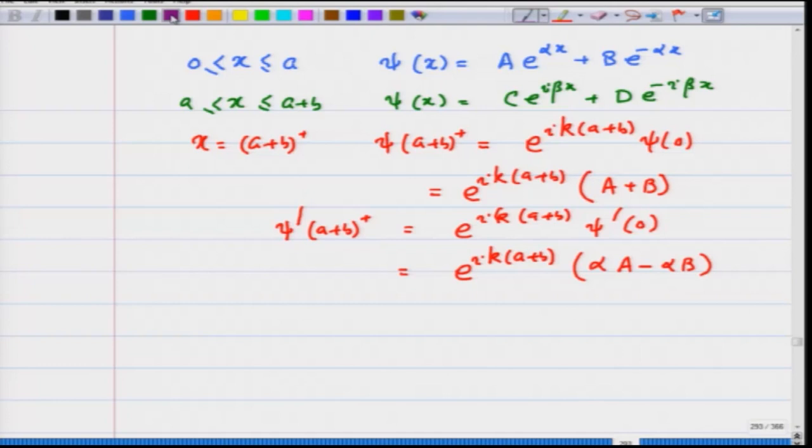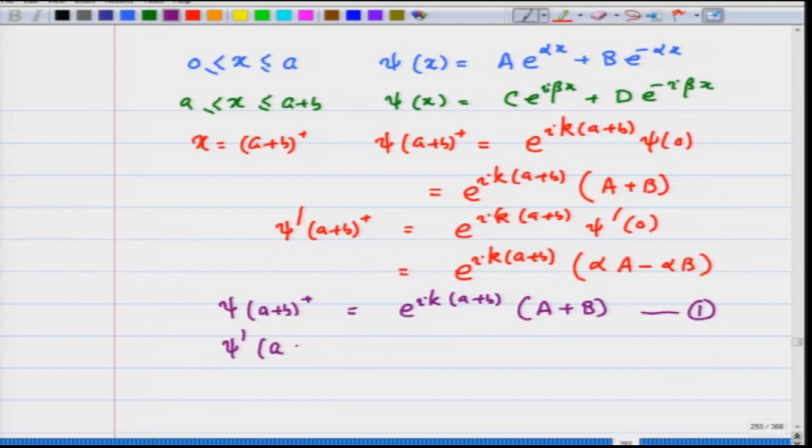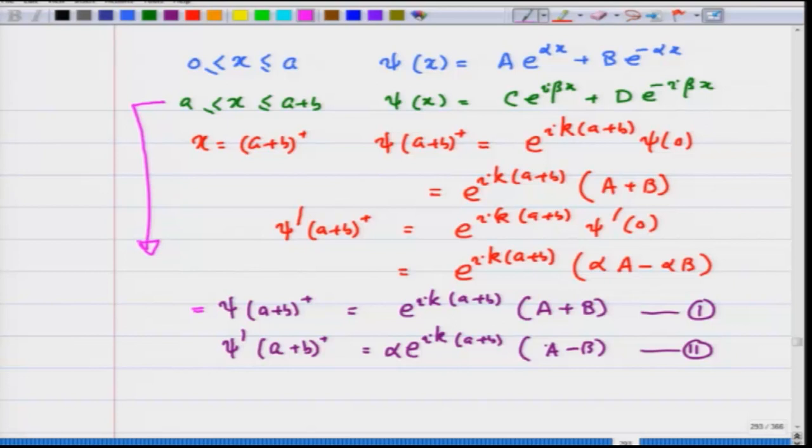psi a plus b plus is equal to e raised to i k (a plus b) times (A plus B), equation 1. And then I have psi prime a plus b plus is equal to e raised to i k (a plus b) alpha (A minus B), equation 2. On the other hand, psi a plus b plus should be the same as psi at a plus b, calculated from this equation here. And therefore, psi a plus b plus is also equal to C e raised to i beta (a plus b) plus D e raised to minus i beta (a plus b).